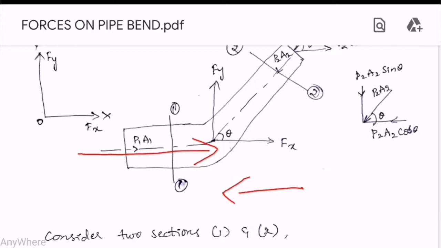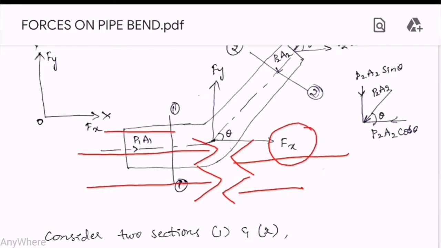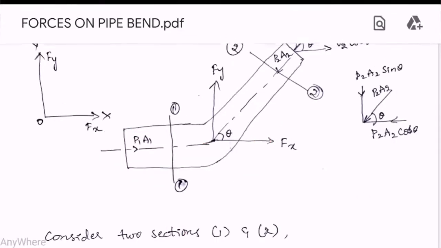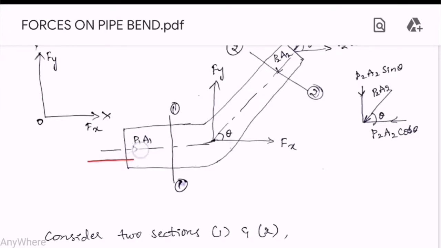I am repeating it again. The force exerted by the flowing fluid on the pipe is Fx, and the same force must be exerted by the pipe on the fluid. So in that case, that Fx can be considered as minus Fx while solving the problem. Fine. And next we have velocity at section 1. This is V1. I didn't write it here.